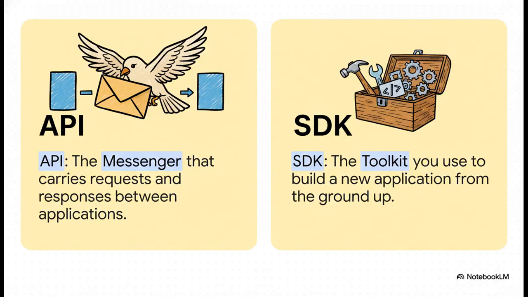So here's the super simple breakdown before we get into the nitty-gritty. An API is like a messenger. It carries requests and responses back and forth. An SDK, on the other hand, is the entire toolkit you'd use to build something new from scratch. Let's break that down even more.